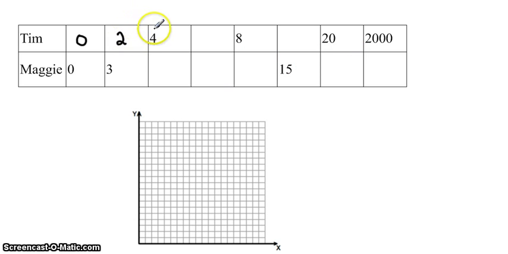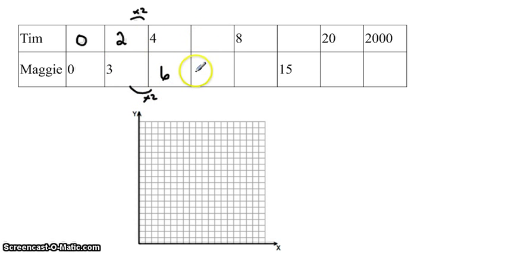So I see that 2 times 2 makes 4. So I would do the same thing on the bottom to maintain equivalence. So that would be 6. So for every 4 that Tim swims, Maggie swims 6. Still maintaining an equivalent ratio because I did the same thing to top and bottom.